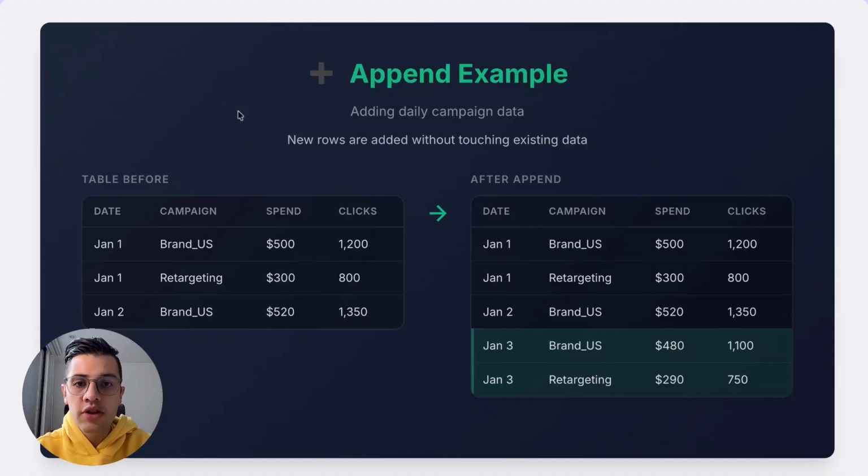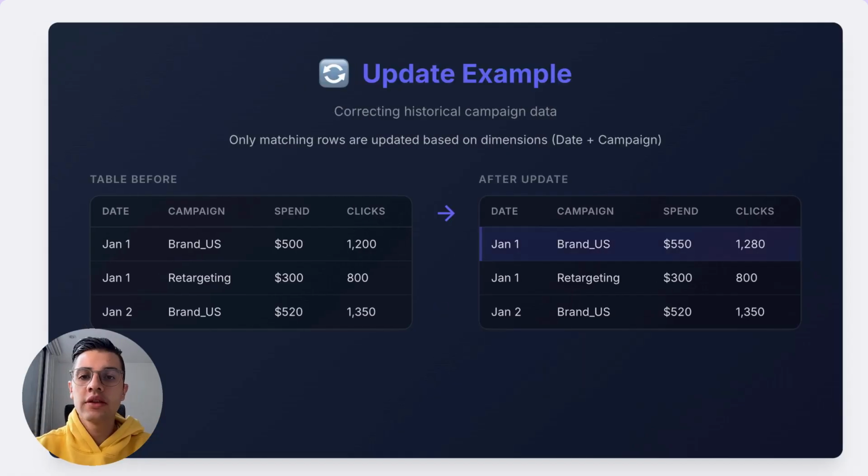Here we have an example of the Append mode. On the left, we have the initial table you created and it only has 3 rows. Remember that in the Append mode, we always add new rows to the table. So here on the left, now we have 2 more rows for January 3, and each of them is matching with the campaign. Something that you have to consider when using the Append mode is that there may be duplicated rows if the dimensions are not unique. So use this write mode whenever you are sure that there won't be duplicates, or if there are, you don't mind about them.